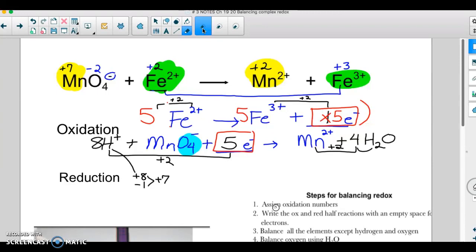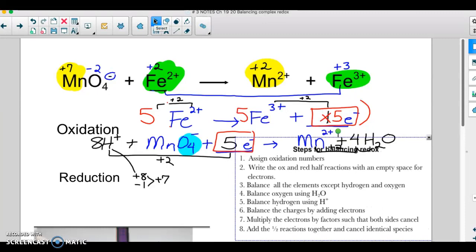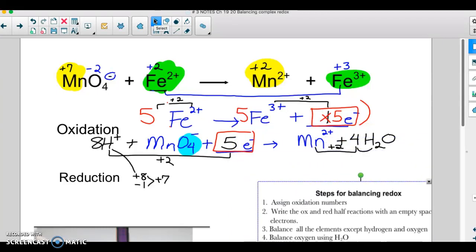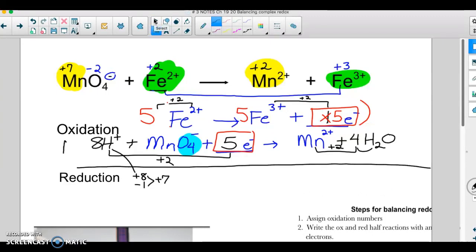So if I look at my steps, I just multiply the electrons by a factor so that they were able to cancel, and now I'm going to add those half reactions together, and I'm going to cancel any identical species. So I'm ready to add, and I'm going to cancel those electrons. And then on the reactant side overall, I'm going to highlight this for you.